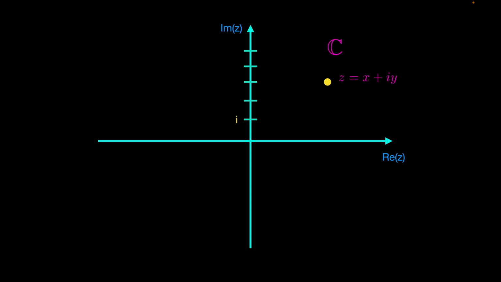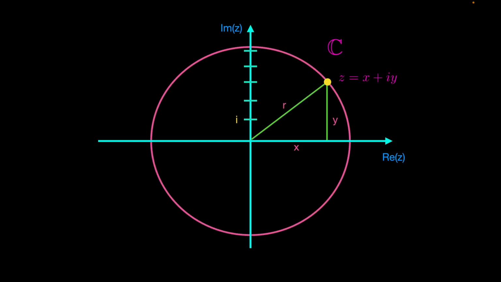Apart from expressing the complex number z through the coordinates x and y, we can also express it through the distance from the center r, which, according to Pythagoras, is the square root of x squared plus y squared. And to express the complex number z, we not only need the distance from the center r, but we also need the angle phi. And according to Euler, we then can express the complex number z as r times e to the power of i times phi.